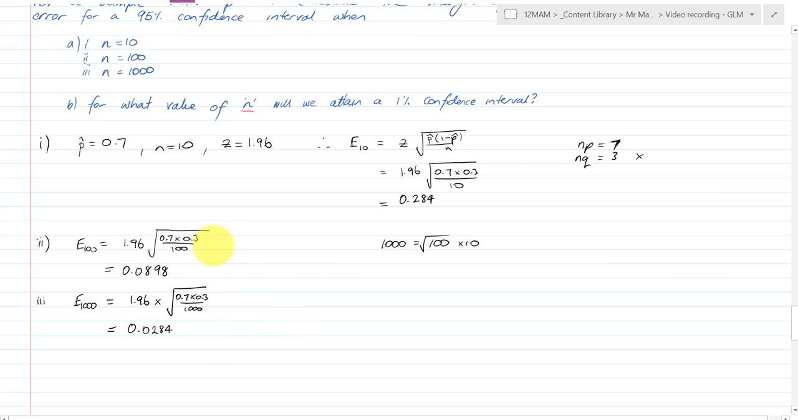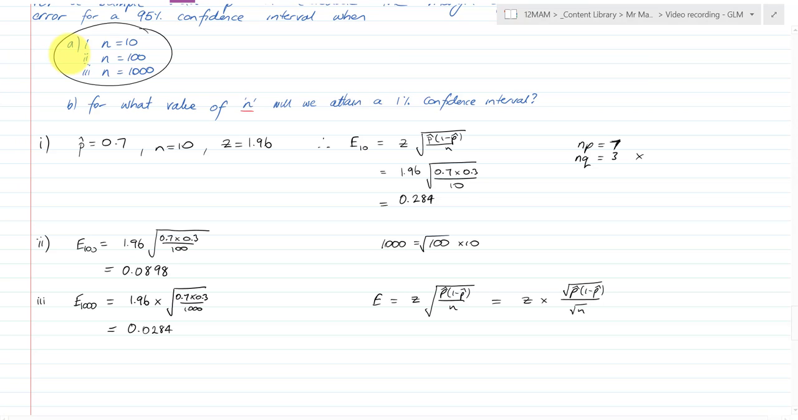That makes sense, because if we write our E out, E is equal to Z times, and I'm going to write it slightly differently. Well, I'll do this way first. The square root of P hat 1 minus P hat over N, which could be equal to Z times the square root of P hat 1 minus P hat over the square root of N. And so, because we've got the square root of N, and it's the one factor that's changing because we're only changing N, we can see how multiplying N by 100 is going to change it by a factor of 10, because we're dealing with a square root there. So that's really interesting as well.